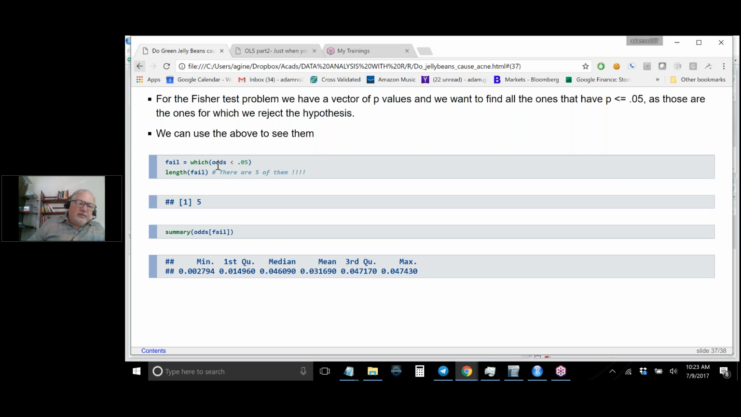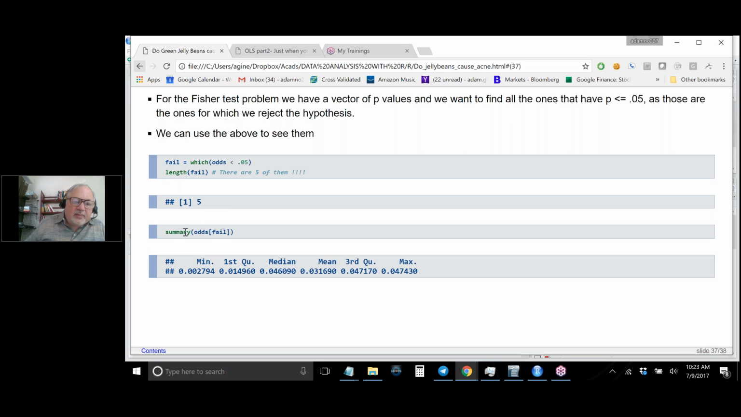Now, fail is an index, and the length of fail tells me how many times. It failed 5 times. I took 100 tests, and 5 times it failed. In fact, this time it works out perfectly, that 5% of the time the hypothesis test failed.